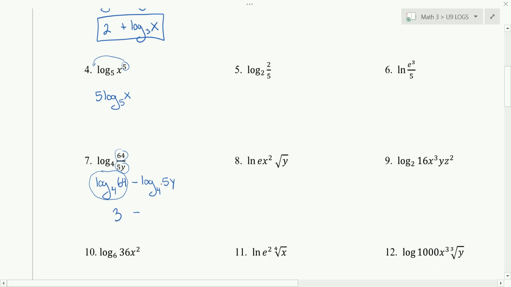On this next part, I'm going to split the log, but notice there's a minus sign in front, so I'm going to put it in parentheses using the product property. And then I'm going to distribute the negative. And 4 to what power is 5? Not sure. It's not an easy log to work on, so this is as much as we can do.